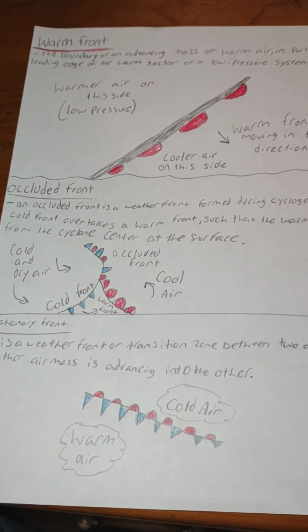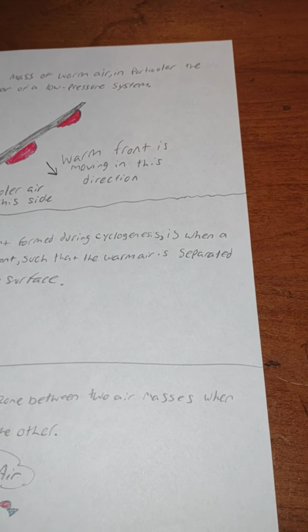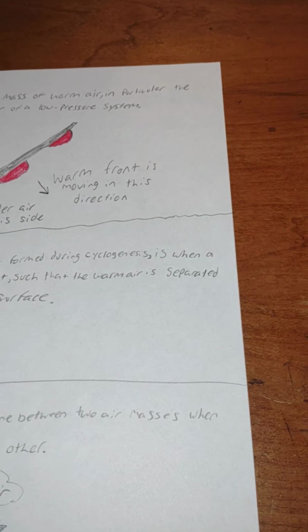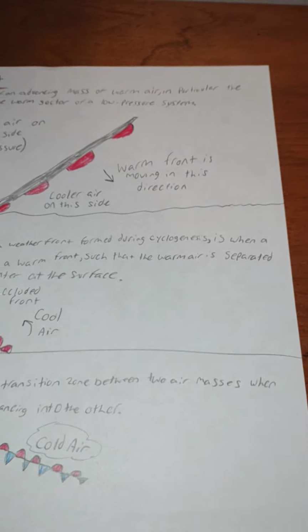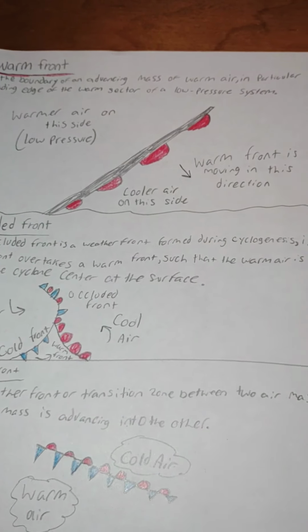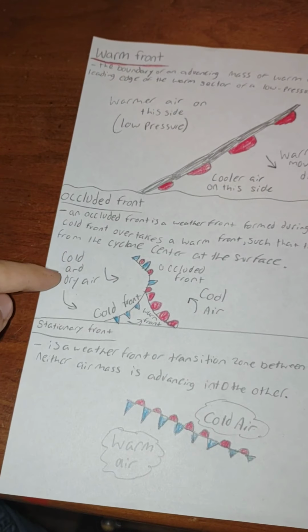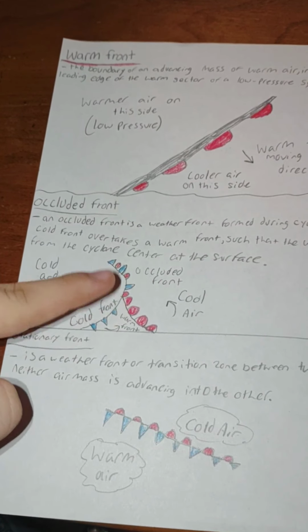Occluded front. An occluded front is a weather front formed during cyclogenesis. It is when a cold front overtakes a warm front such that the warm air is separated from the cyclone center at the surface. The cold air and the dry air are right here, and then they mix right here. The warm air is going up as well.